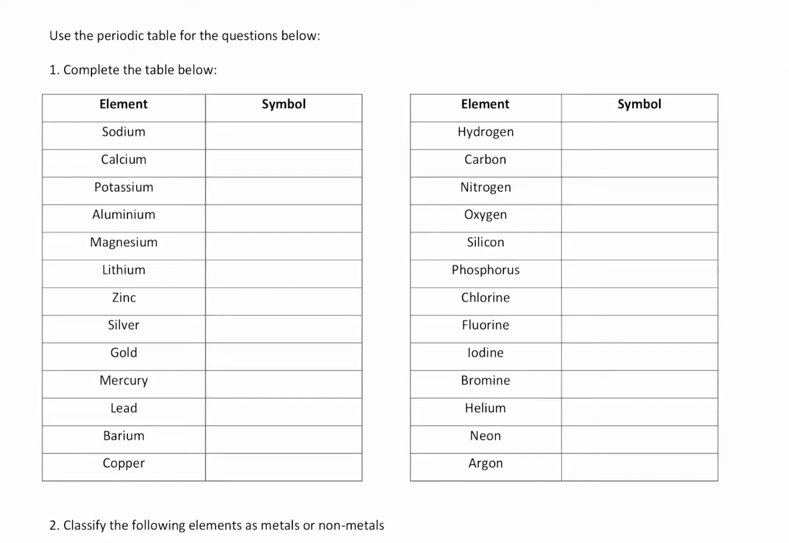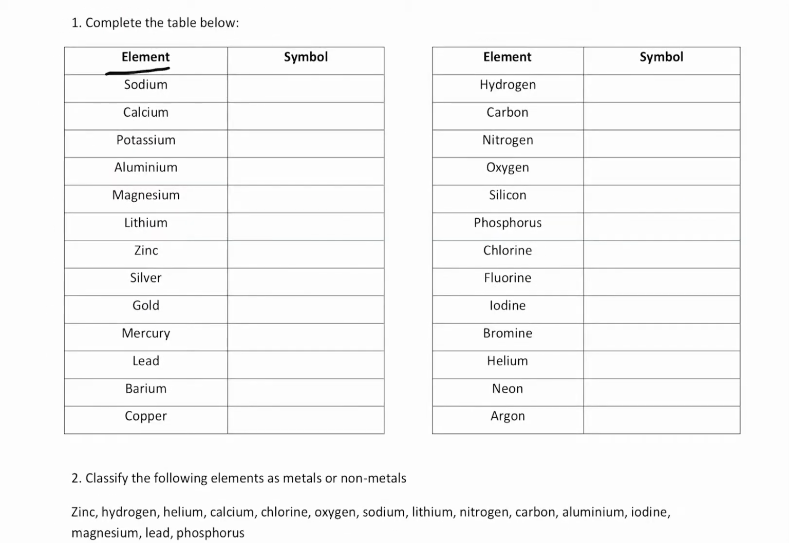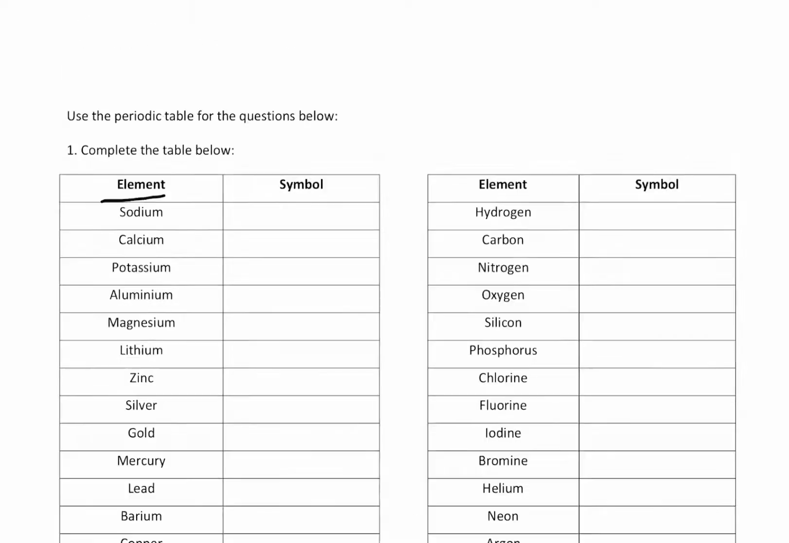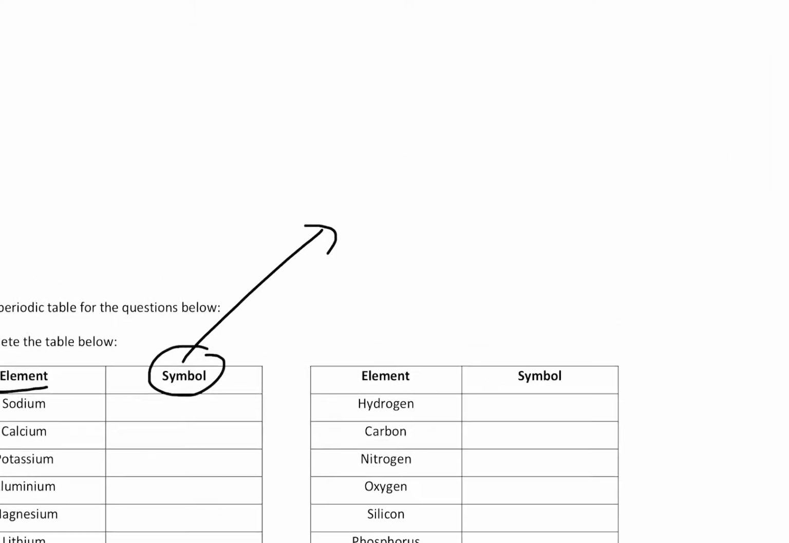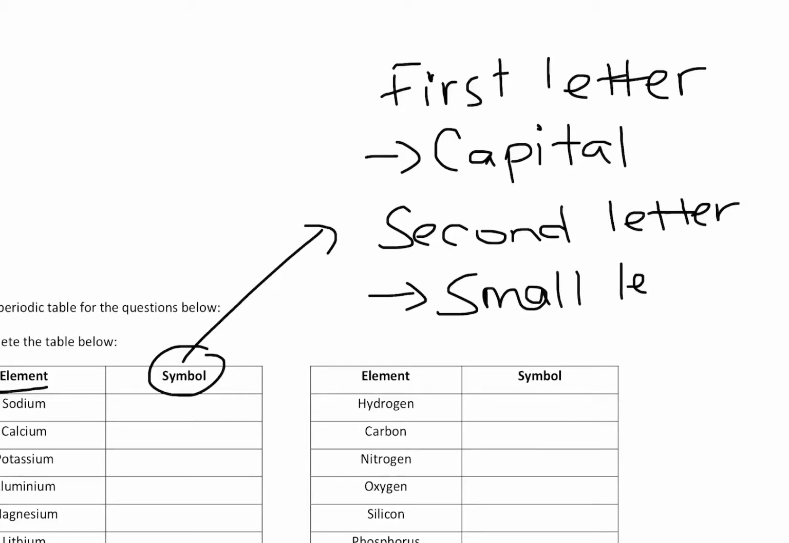Now, in this task, you're going to find the element and its corresponding symbol. You have this periodic table over here. You should know these elements and their corresponding symbols. When you're writing the symbol, just be careful. The first letter of the symbol should always be capital. Some of them have 2 letters, some of them have just 1 letter. The second letter should be a small letter if you have one.